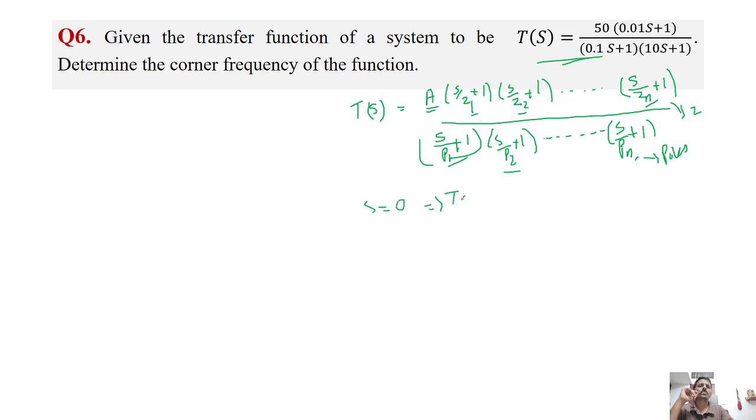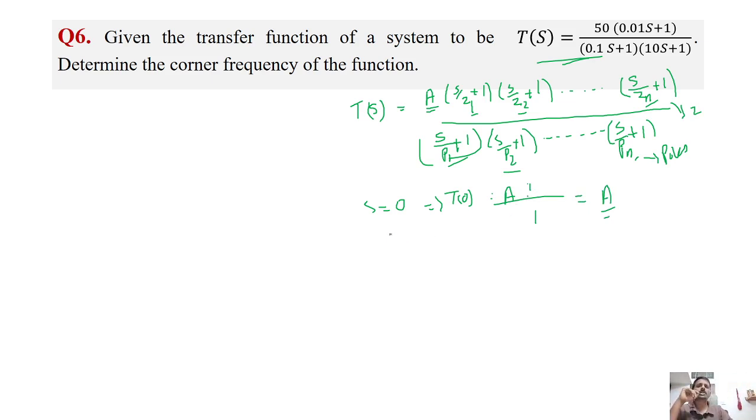transfer function? T of 0 will be equal to A into 1 into 1 into 1, so A into 1 by 1 into 1 into 1, so 1. So T of 0 is equal to A. So A is a constant, the value when S equal to 0.